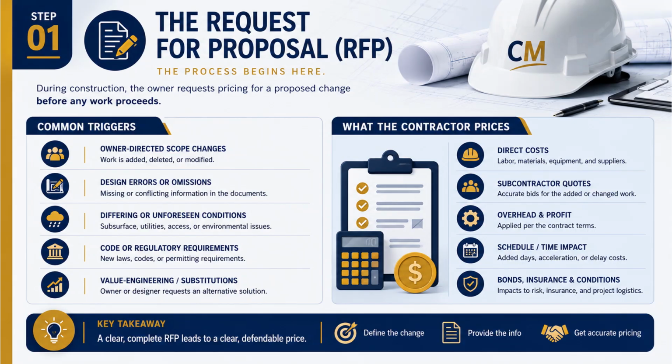Common triggers. Where do RFPs come from? 5 main sources. Owner-directed scope changes. The owner wants work added, deleted, or modified.